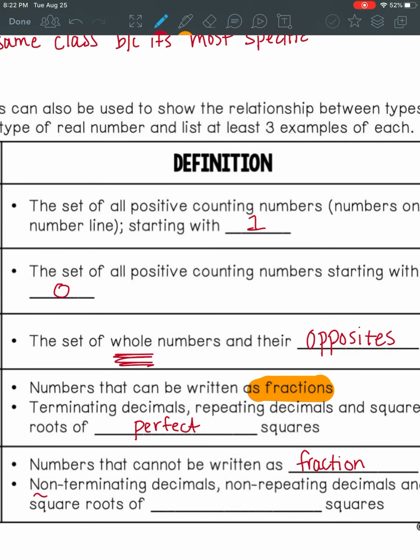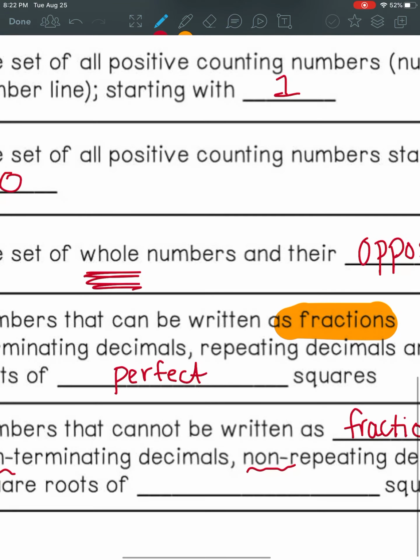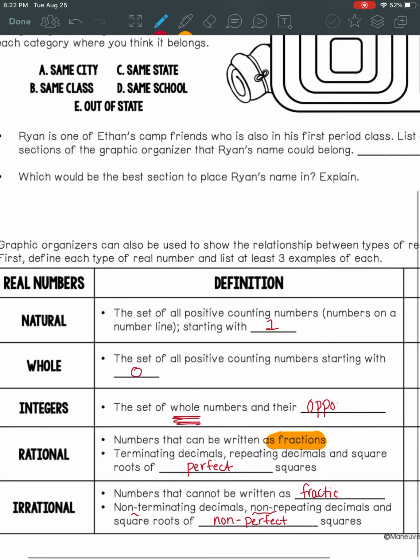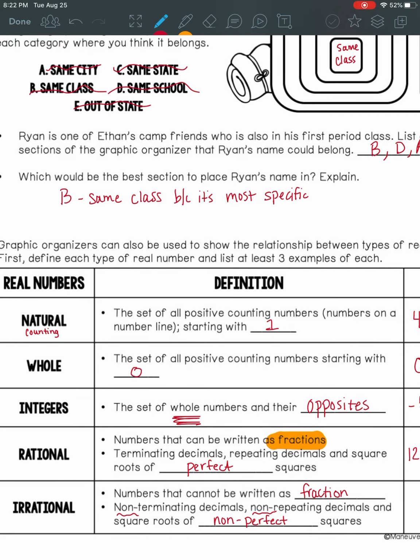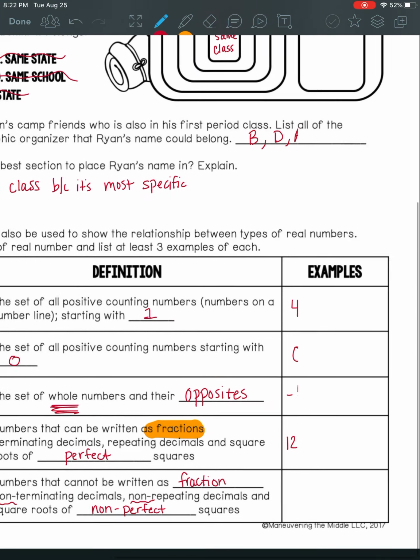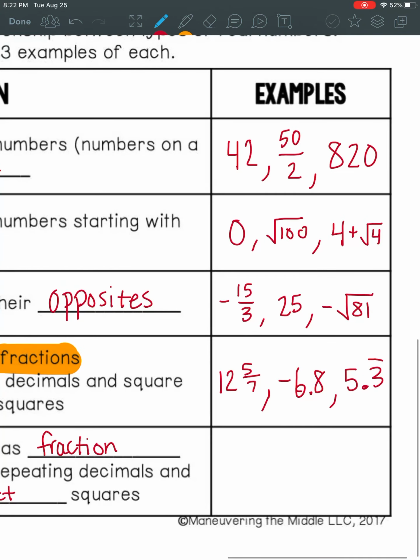Okay, so non-terminating decimals, meaning they do not end. Non-repeating, so they cannot repeat. And then square roots of non-perfect squares. So any square root that does not come out to a whole number, it's irrational.